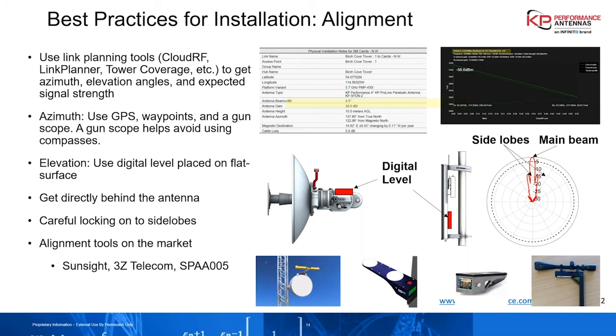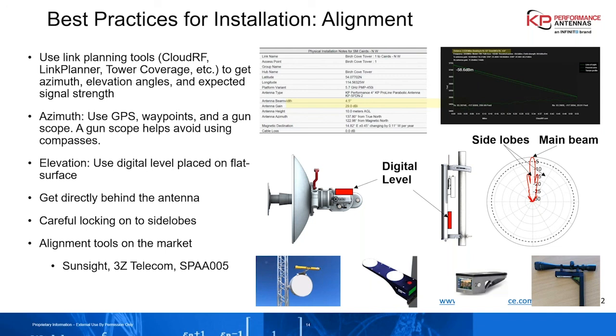Also, when you're doing the elevation angle, it's very important that you use a digital level and you place it on the flattest part of the surface. On the sectors, we suggest placing it on the back of the sector, not the top. And then on a parabolic, just try to find any flat surface on the back of the 2-foot dish, KP 2-foot ProLine dish. Put it on the feed horn itself on the back.